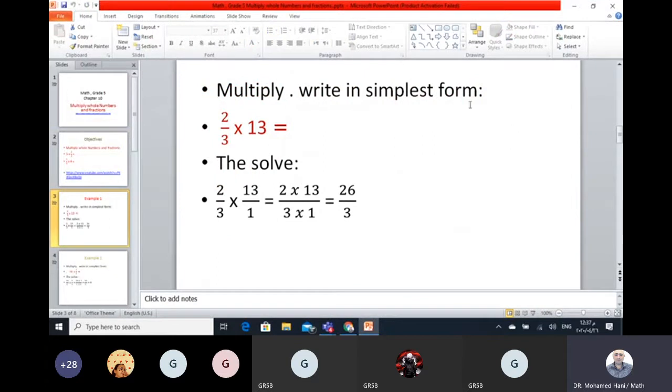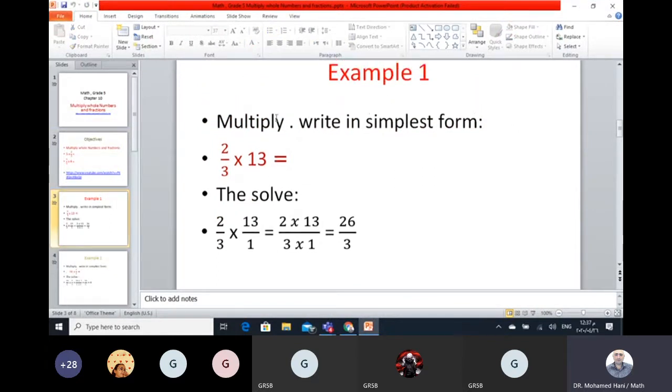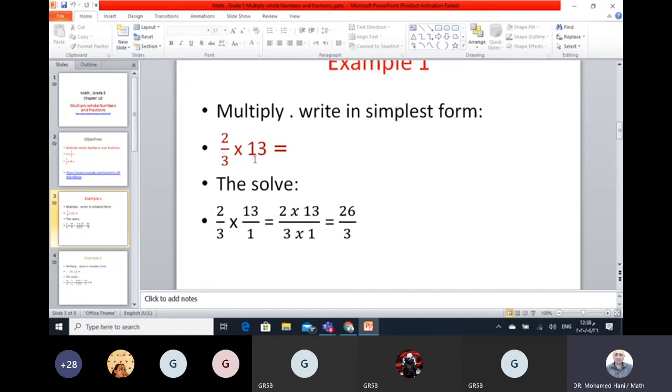Example 1. Multiply, write in simplest form. As you see here, we have a fraction multiplied by a whole number. The first step, change the whole number to a fraction. How? Put the denominator 1. So I can write 13 over 1. In this way, I can change from a whole number to a fraction. Then I now have a fraction multiplied by a fraction.